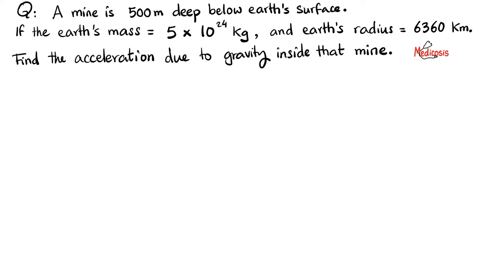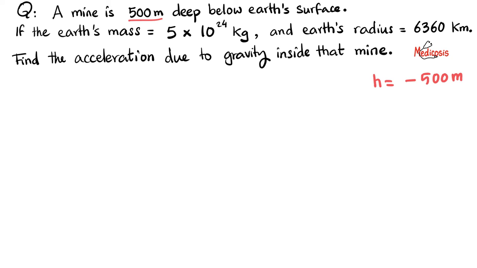Here is a problem for you. A mine is 500 meters deep below the Earth's surface. If the Earth's mass is this and the Earth's radius is this, find the acceleration due to gravity inside that mine. So what do we know? We know that the mine is 500 meters deep. Okay, so this is my h. Let's make it a negative 500 m because I'm deep inside, not above.